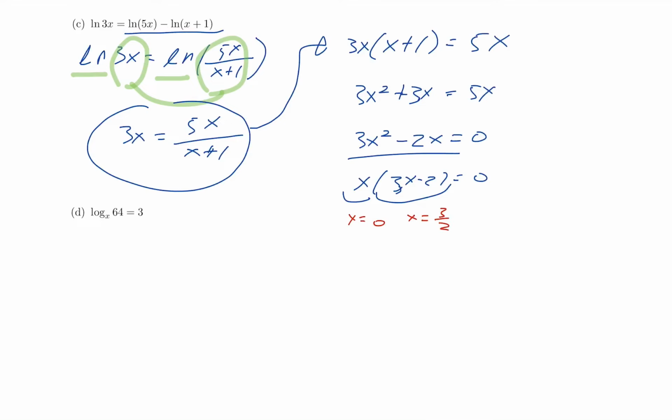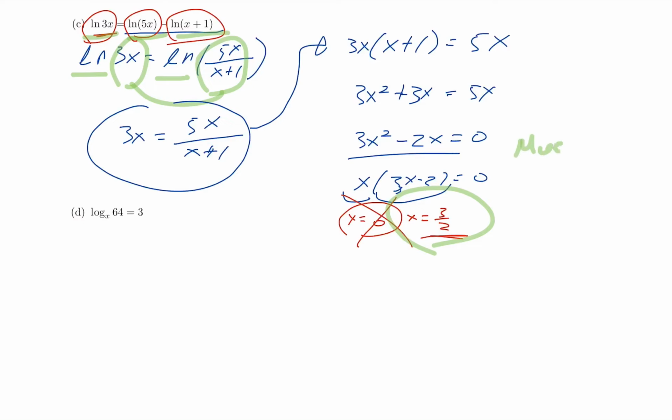Now for logs, you must remember to check the answers. Can I plug 0 into all these expressions right here? No, because if I plug 0 here, it gives me ln 0, and that's not defined. So this is not part of the solution. And 2 over 3, can I plug it into each expression right here? Yes, it gives us always a positive inside of ln. So this is a solution. So make sure you must check the solution.